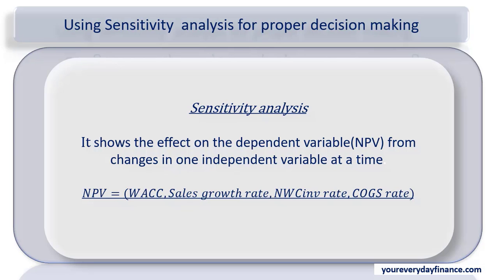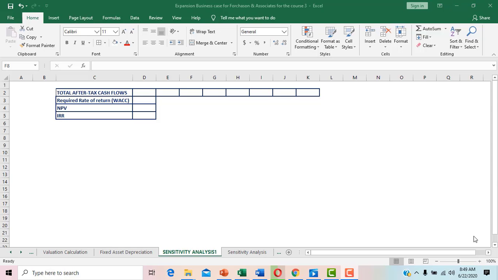point in time. In this case study of capital budgeting analysis, our net present value is the dependent variable because the degree to which the net present value can change will depend on other factors or independent variables such as the weighted average cost of capital of the company, the sales growth rate, the net working capital investment, and the cost of goods sold. So the general idea about sensitivity analysis is how the output of a given process will perform given our inputs. Let us make a practical example in our spreadsheet.